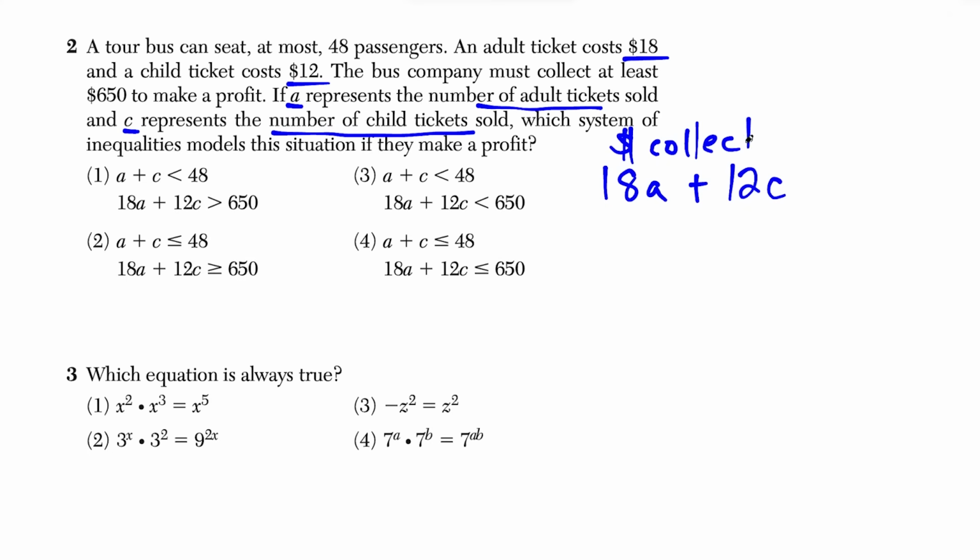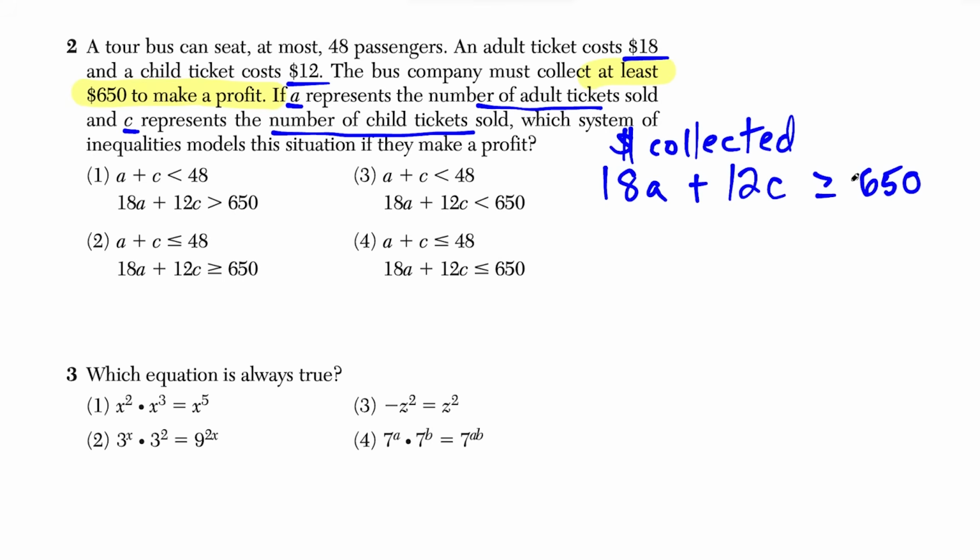And now let's reread the important part of the question. They told us the bus company must collect at least $650 to make a profit. So if you have to reread that a few times so that you set this up correctly, if the bus company has to collect at least $650, that means they need to collect greater than or equal to $650. All right, if you just think about this carefully, if I put a less than sign here, that wouldn't be good because if they make less than $650, then they're not going to make their profit. So the money collected has to be greater than or equal to $650.